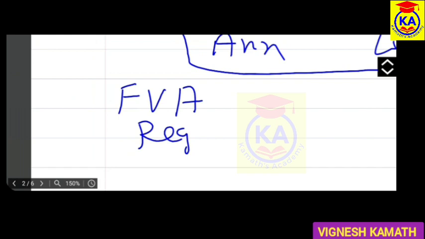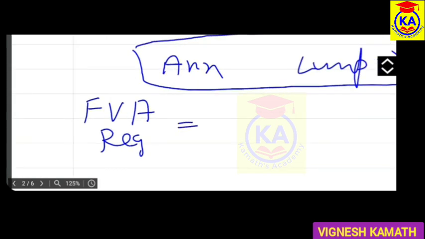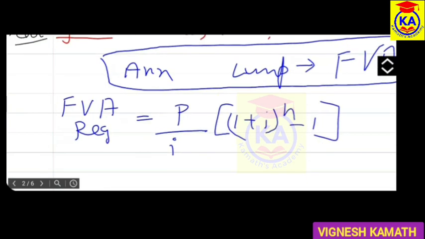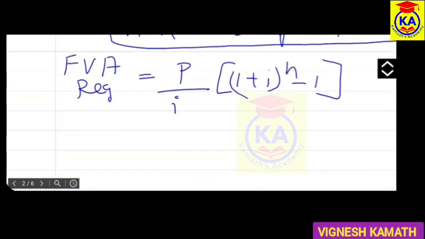So we have to use future value of annuity regular, which is equal to P by I into (1 plus I) to the power n minus 1. Right, this is the formula. So P is equal to how much? 15,000.